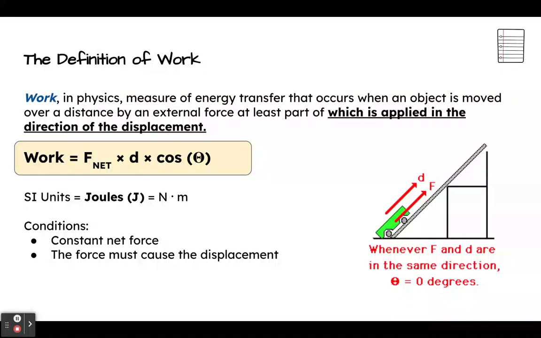And so if an object is moving but there's no net force or the forces are balanced, right? Then this is where this would come up. And so there needs to be a net force that's causing the displacement.